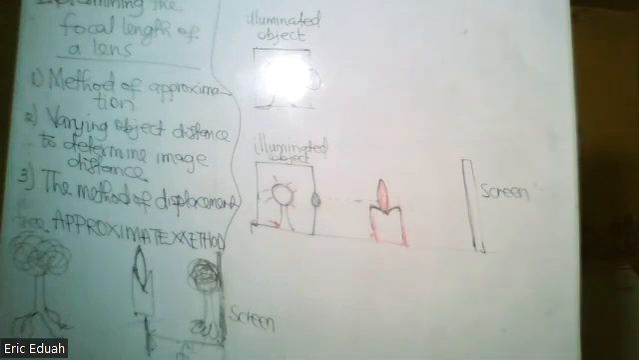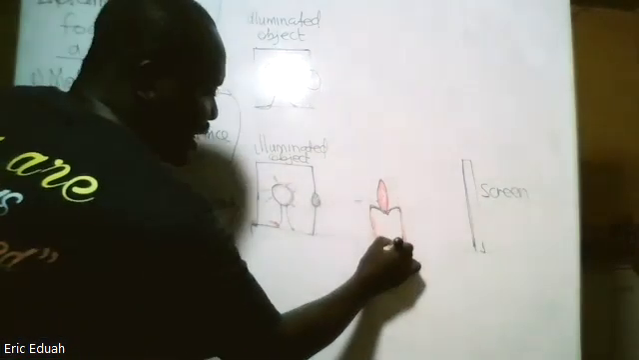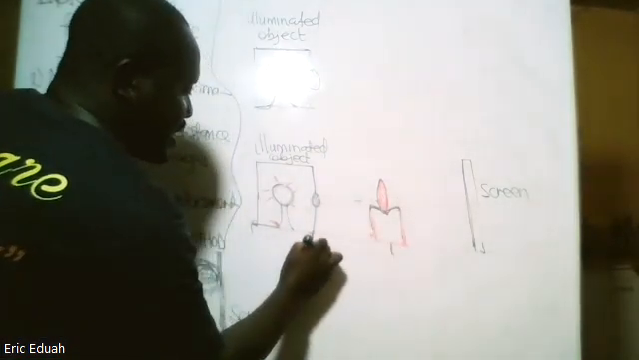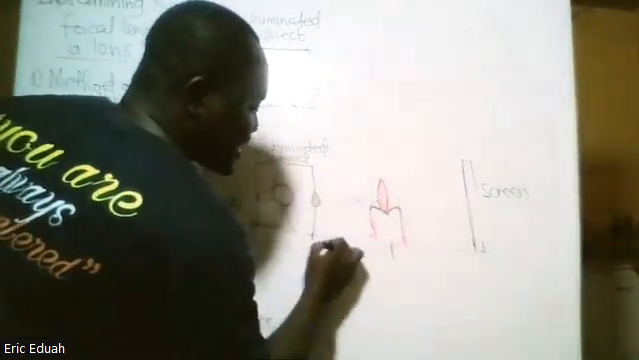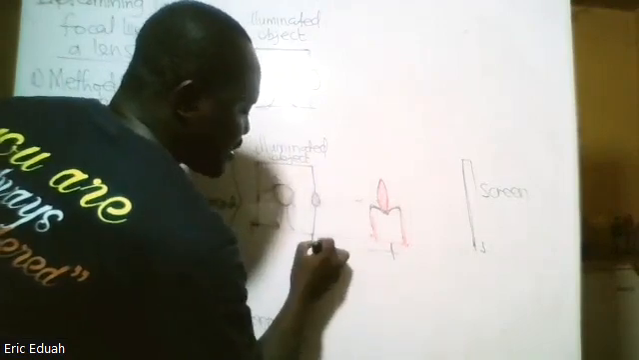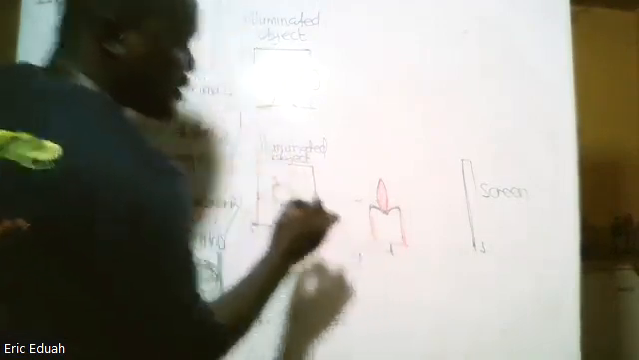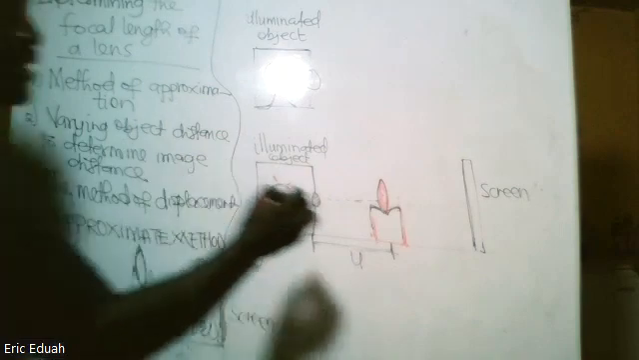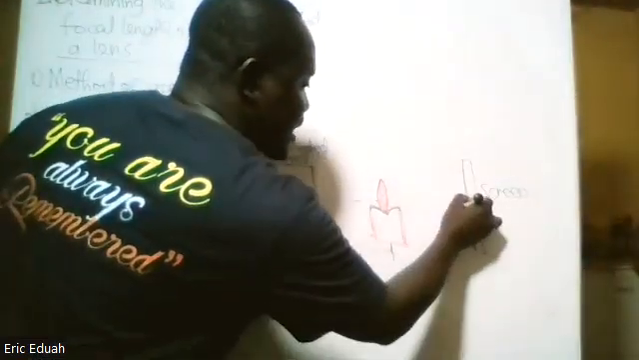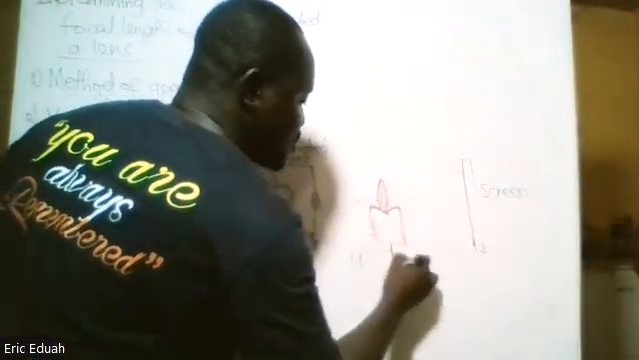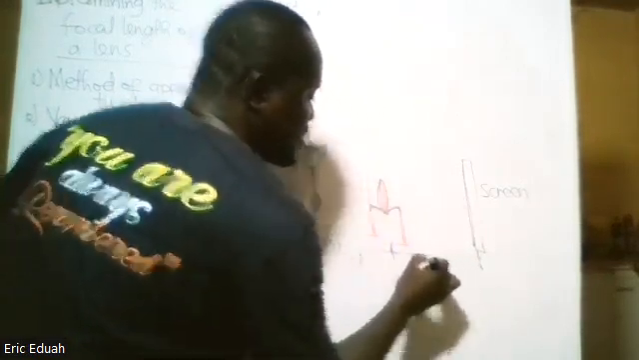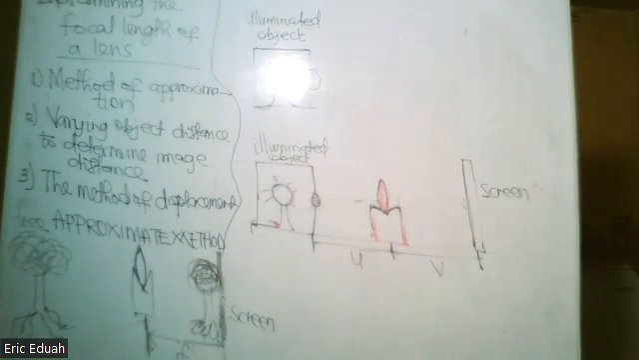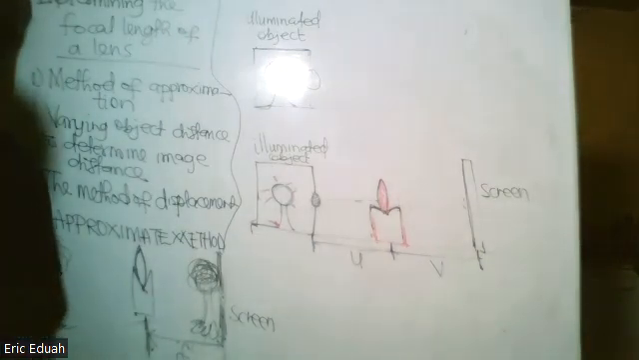Now, the distance from the lens to the illuminated object is what we call the object distance, U. Then from the lens to the image, which will be captured on the screen, this is V. Please, are we okay?